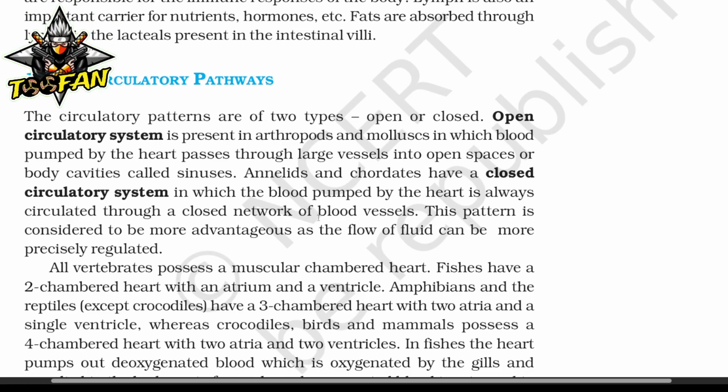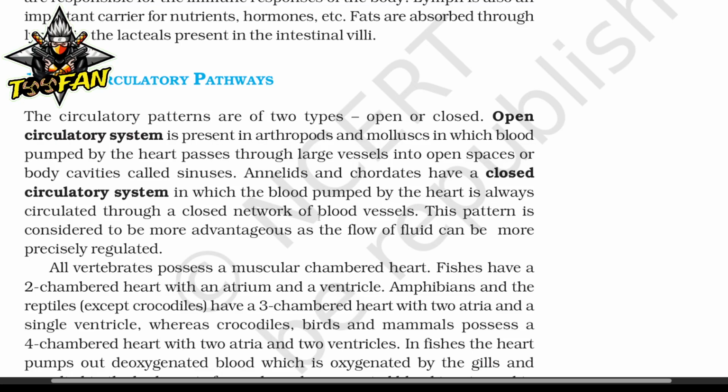The circulatory pattern of the two types, open or closed. Open circulatory system is present in arthropods and mollusks, in which blood pumped by the heart passes through the large vessels into open space or body cavities called sinuses. Annelids and chordates have a closed circulatory system in which the blood pumped by the heart is always circulated through a closed network of blood vessels. This pattern is considered to be more advantageous as the flow of blood can be more precisely regulated.